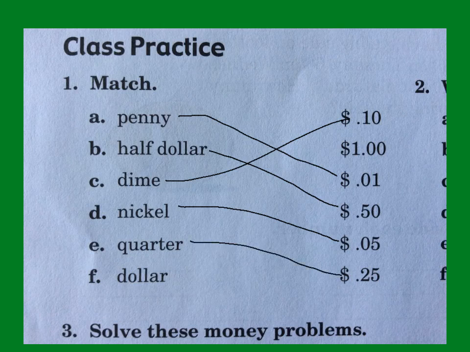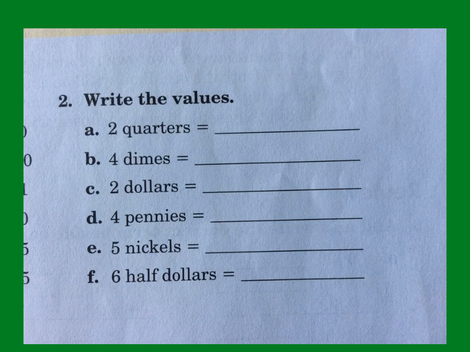And a dollar is worth $1. So we'll draw a line up to there. Okay, number 2 is telling us to write the value. Well, 2 quarters. What is the value of 2 quarters? 1 quarter is 25 cents. If you had 2 quarters, 2 25 cents together, if you added them or if you multiplied it, you'd end up getting 50 cents.